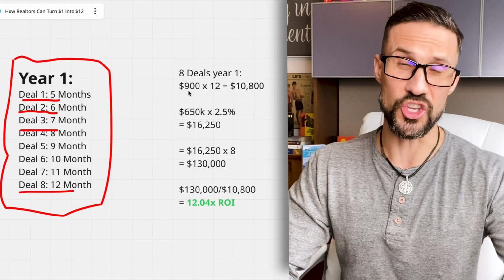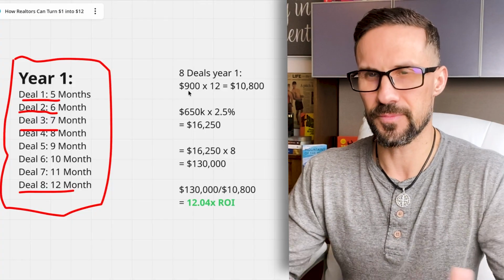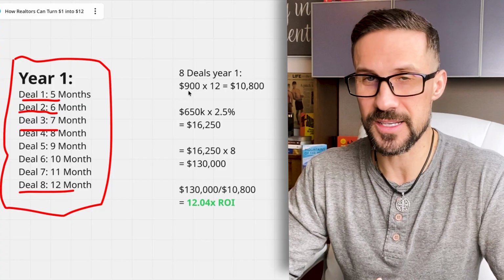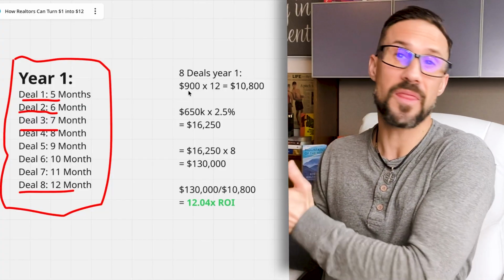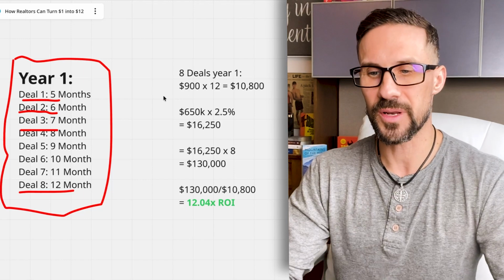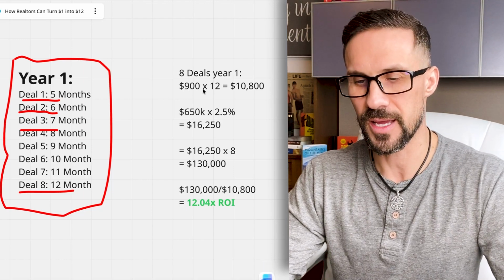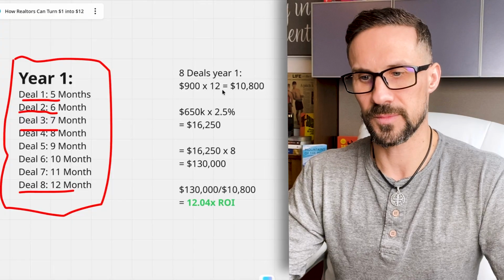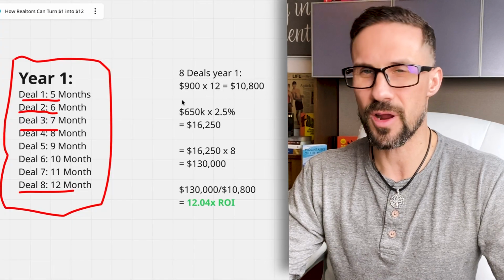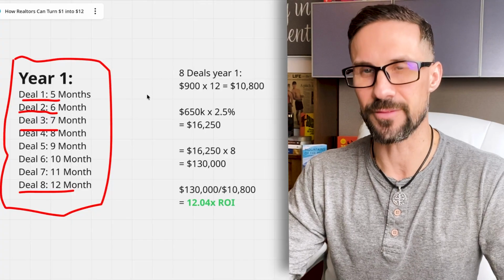Typically what we suggest is agents do $900 a month. It doesn't have to be that high. It can be double that if you would like. It depends how quickly you would like to go. But $900 is a good start. Times 12, because you're pouring this in for 12 months, it's around a $10,800 investment.